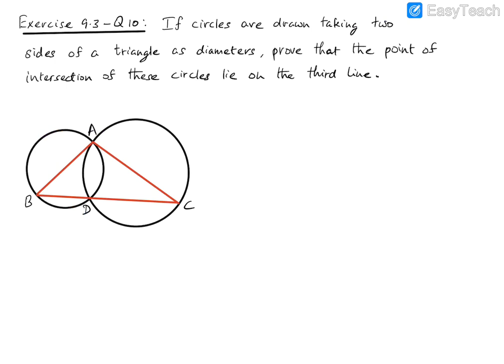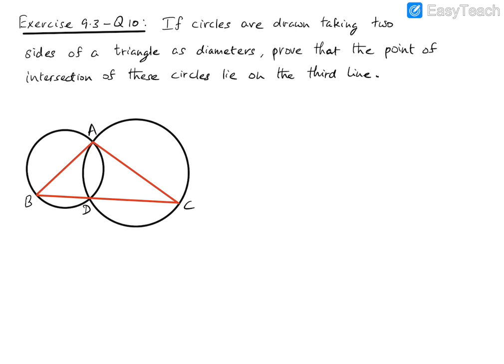So the next problem here that we have is question number 10 from the exercise 9.3, which is stating that if we have circles drawn taking two sides of the triangle as the diameter. So for example, we have a triangle ABC, and there are two circles drawn taking the sides of the triangle as the diameters. That means AB is a diameter of the smaller circle and AC is a diameter of this bigger circle. So one side of the triangle is the diameter of a circle. The second side of the triangle is the diameter of another circle.